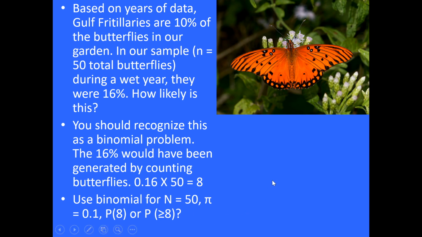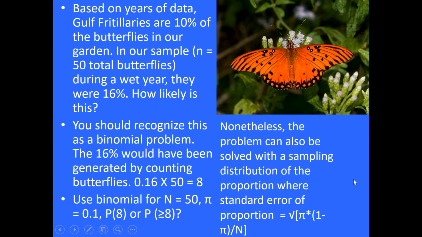All right, but there's a way to do this with a sampling distribution. Nonetheless, the problem can also be solved with a sampling distribution of the proportion, where the standard error of the proportion is equal to the square root of pi times 1 minus pi over n. All of that is underneath the square root sign.